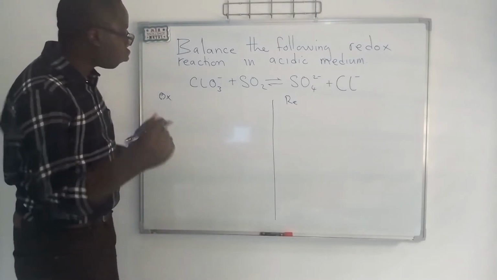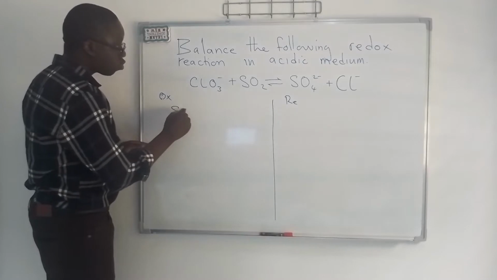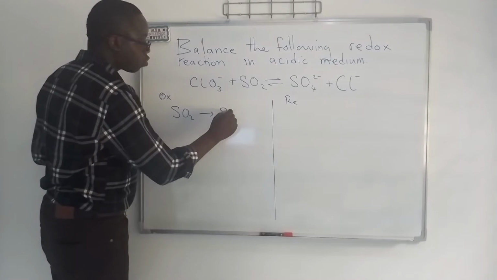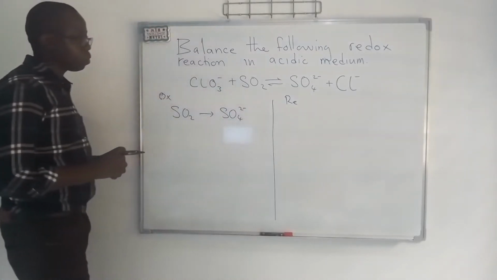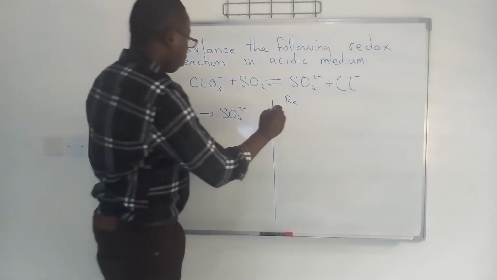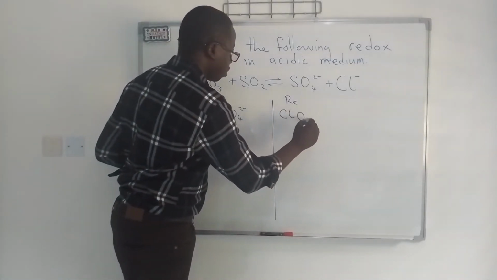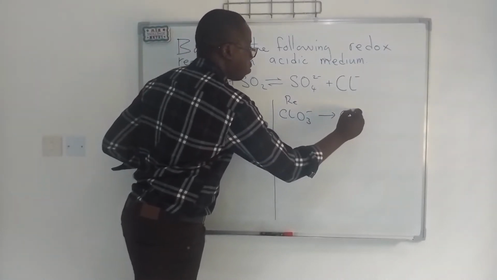So in our case, we can notice that this one, SO2, is becoming SO4 2-. Then on the reduction, we have ClO3-. It is being reduced to Cl-.